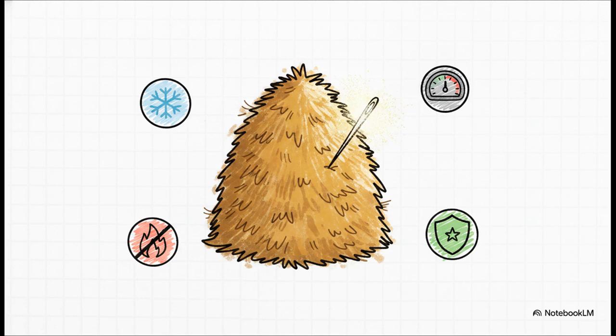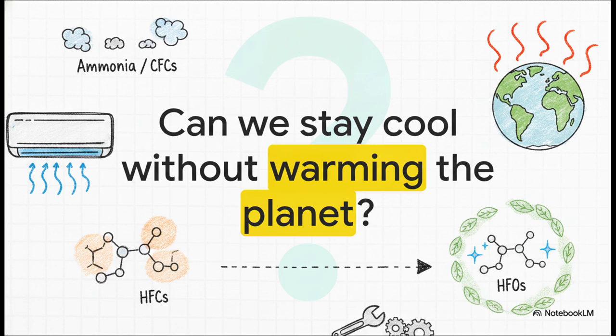Honestly, finding a single chemical that does all of this while having zero impact on the environment, it is literally like finding a needle in a haystack. So as we look ahead to the wide rollout of fifth-generation refrigerants and whatever comes next, we're left with this absolutely critical question. Can we keep our indoor spaces perfectly cool without warming up the planet outside?